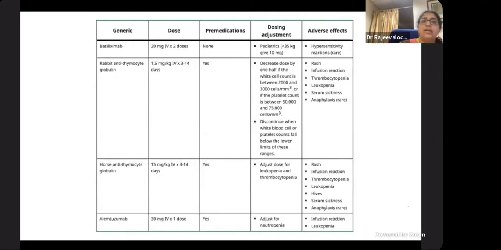Now, this is a summary of all the 4 drugs, that is Basiliximab, ATG. It's here, this is from UpToDate, where 1.5 milligram per kg over 3 to 14 days. Personally, as a group, we have never used it for that many days. We do use lower doses of ATG, even in highly immunological risk transplants. So then you have the equine ATG, which can cause, again, serum sickness-like syndromes, and Alemtuzumab, which is anti-CD52, which is, again, a single dose with fairly similar side effects to ATG.